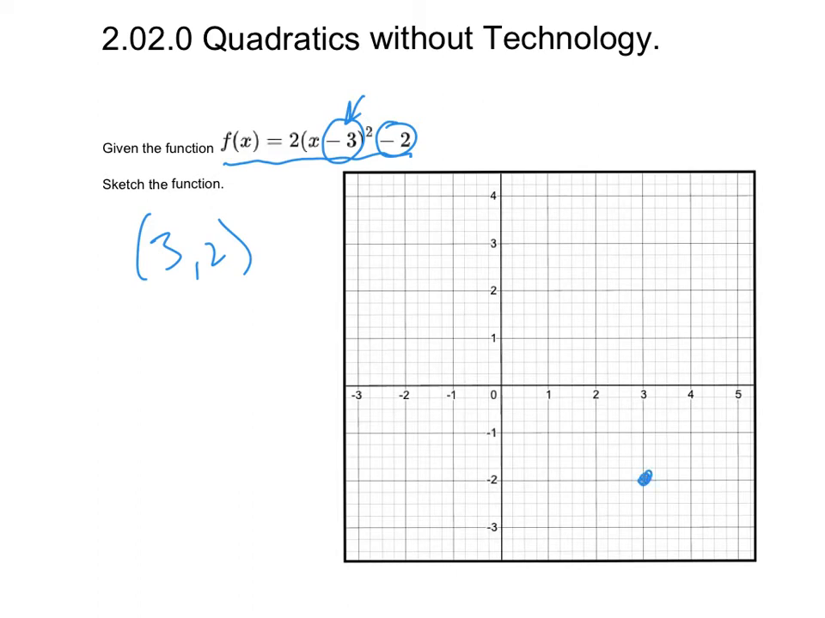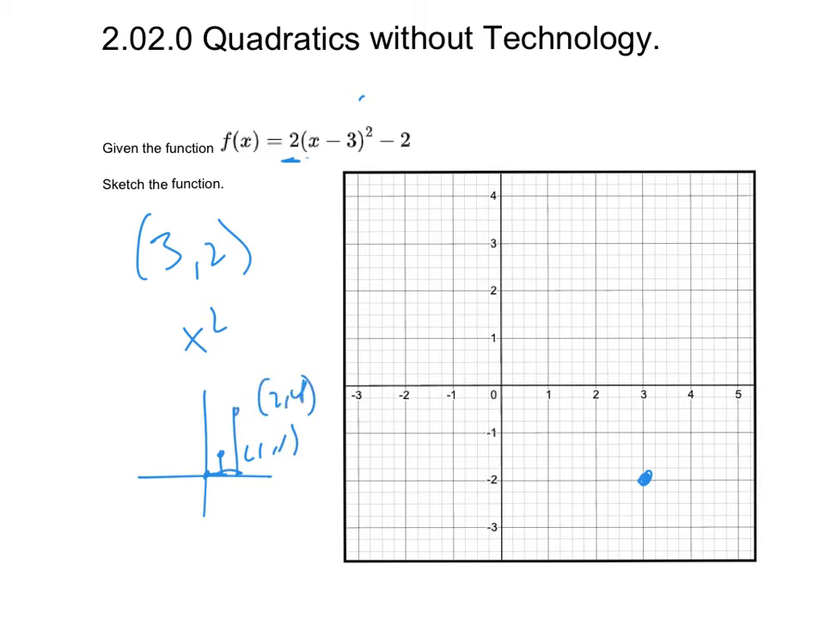And I also know that this 2 in front here is a vertical stretch. Typically, if it's just the x squared graph, I know I start at 0, 0, and I go up 1 over 1, 1, 1, up 4 over 2, so 2, 4. But when I have this vertical stretch, this y value gets multiplied by 2. So it's actually going to be up 2 over 1, up 8 over 2.